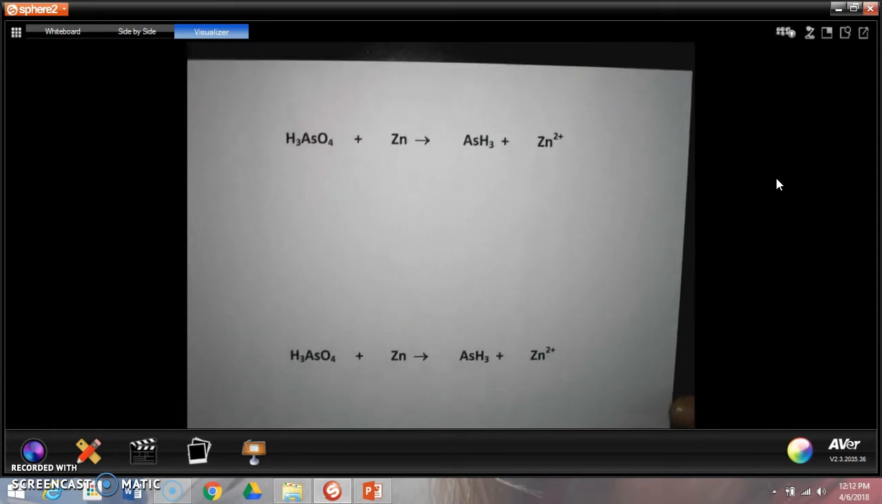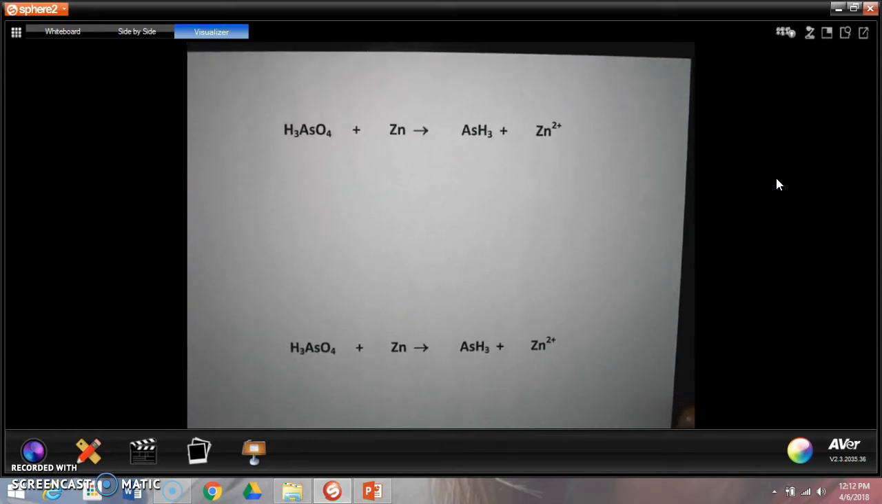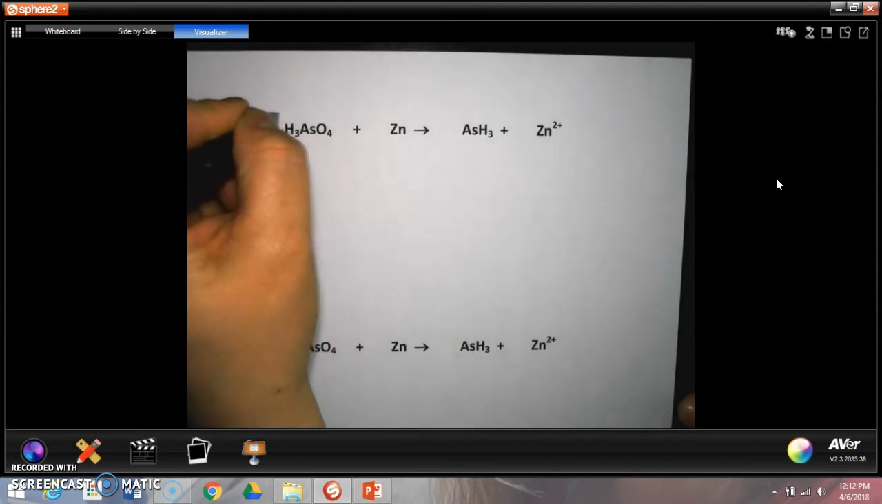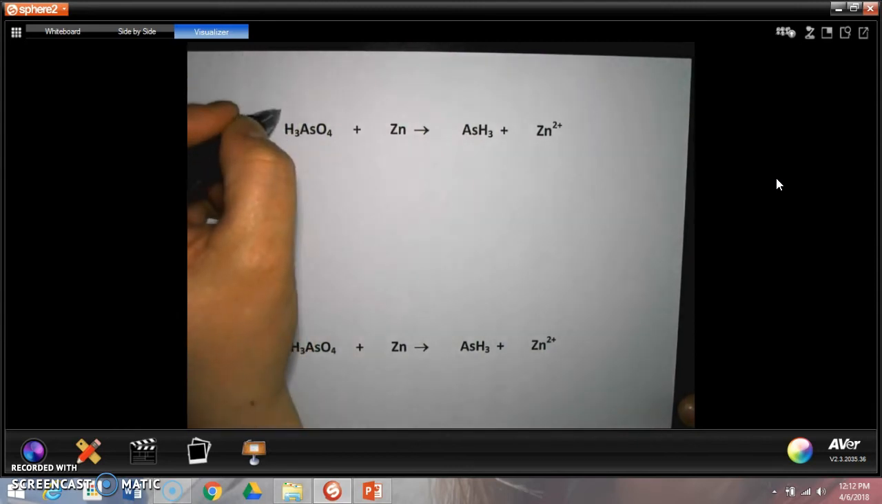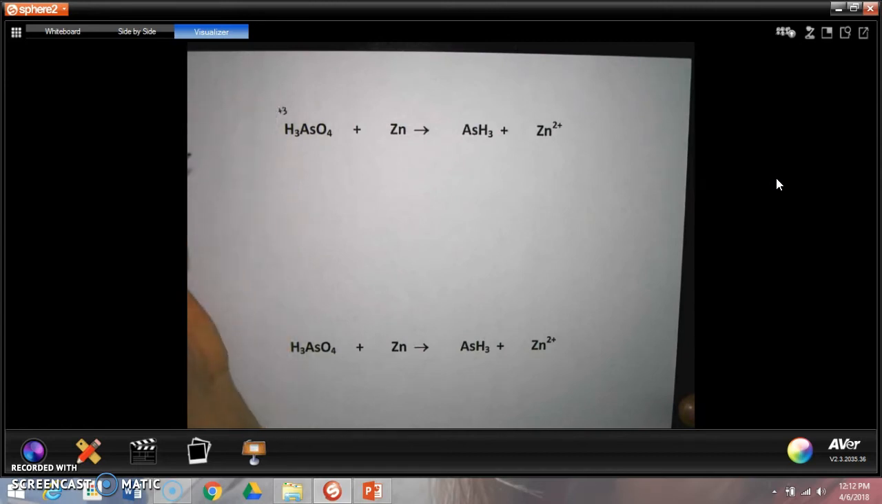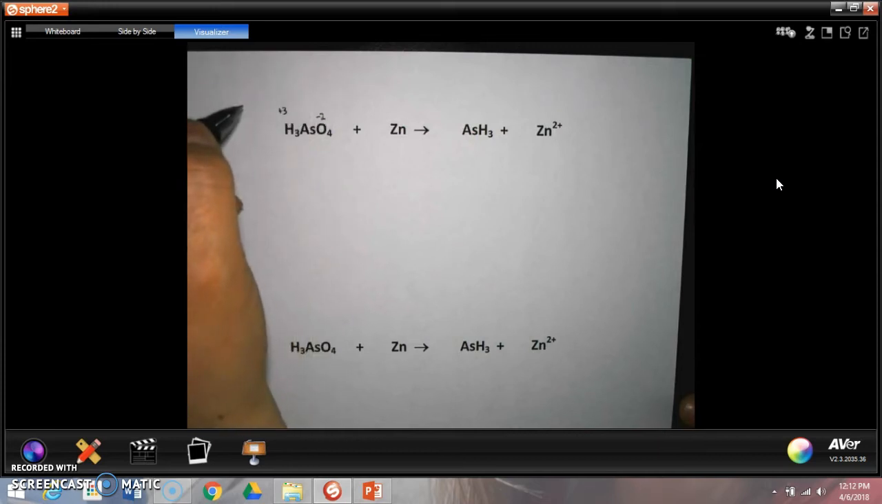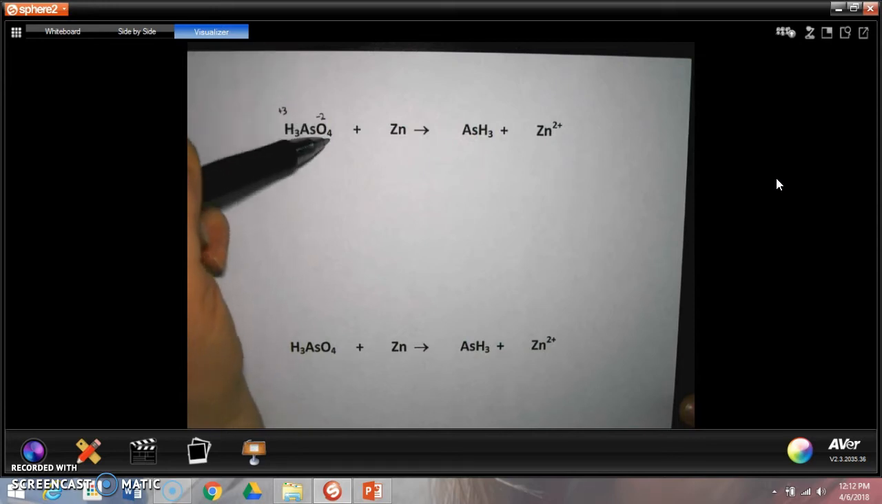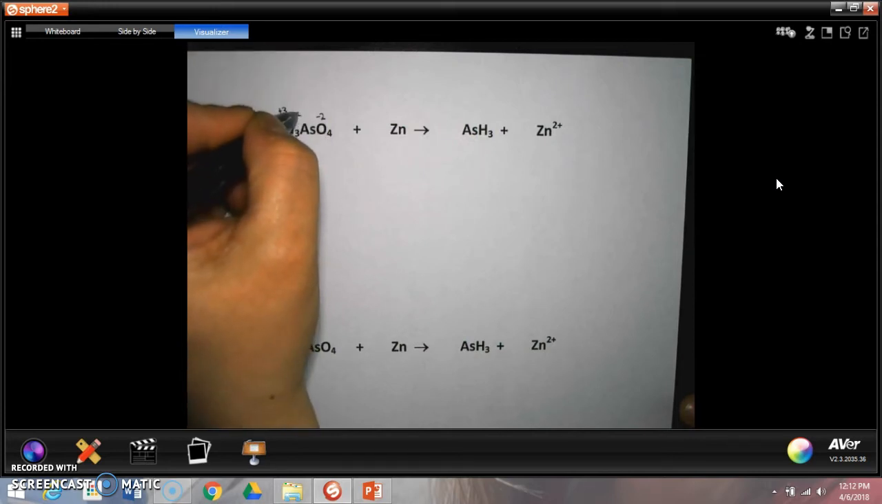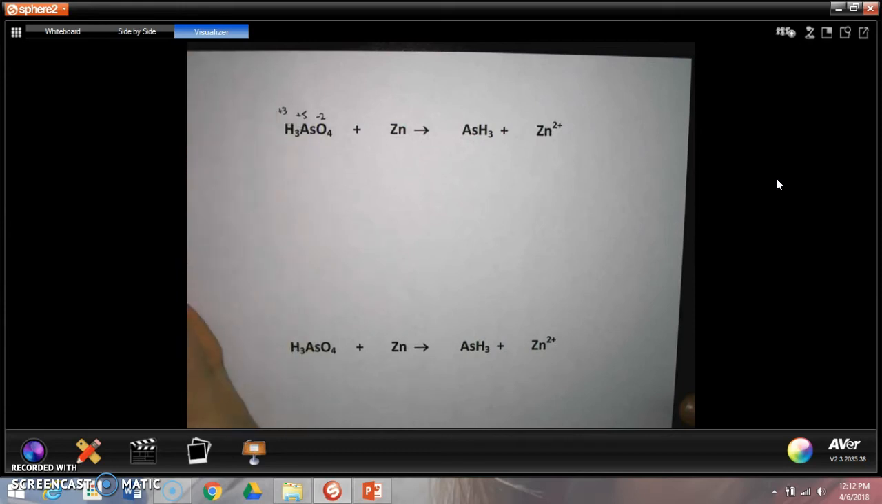So the first method that I'm going to do is balance this via the oxidation number method. So what we want to do first is assign oxidation numbers to everything. Hydrogen is always +1, but there's a total of 3 of them, so I'm going to call this a +3. Is that big enough for you to see? Hopefully. Oxygen, unless it's a peroxide, is going to be -2, and so that gives me a -8, a +3, so that means As must be +5.